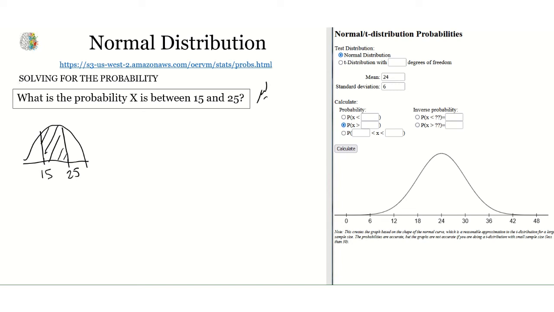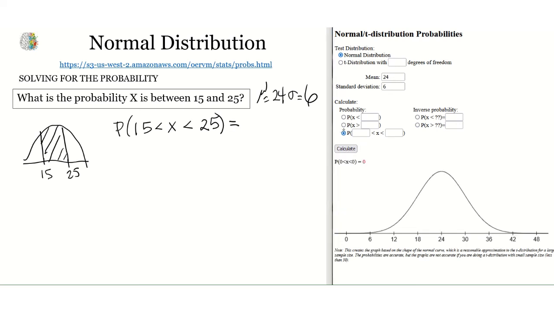So let's use the mean of 24, standard deviation of 6. We've already got those plugged into our calculator. This time we're looking for a range of values, so we're going to use this third probability calculator. We're going to put in the probability that my x is greater than 15 and less than 25. So it's between these two values. Click on calculate.